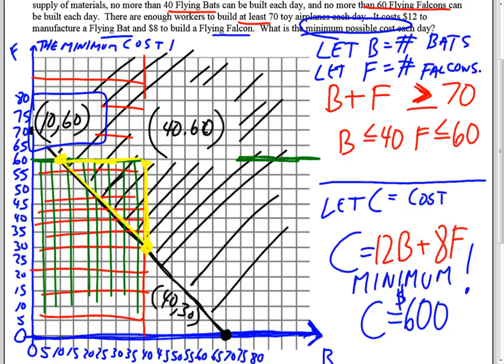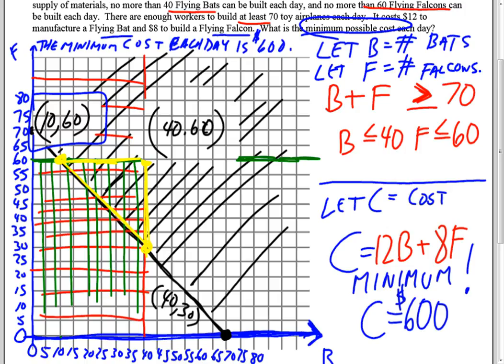Yeah. Last thing you should do: the minimum cost each day is $600. Just give me a complete sentence explaining what it is that you found. Some people will write down 600. They have no idea if that's 600 apples, 600 oranges. In this case, $600. Are you getting the hang of this?